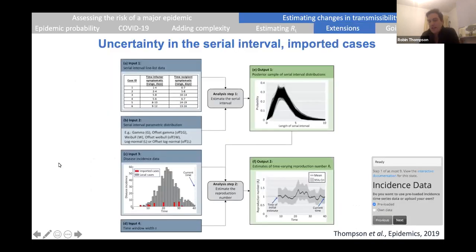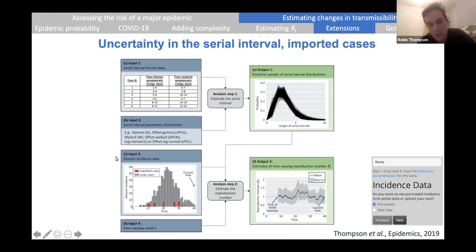And so this basic underlying framework, like I said, has been used in countries worldwide during the COVID-19 pandemic. One of the things we did in our paper last year in Epidemics is that we extended this basic underlying framework for estimating RT to include a number of new features. One of those new features is that, as I said a moment ago, you need to know what the serial interval is.